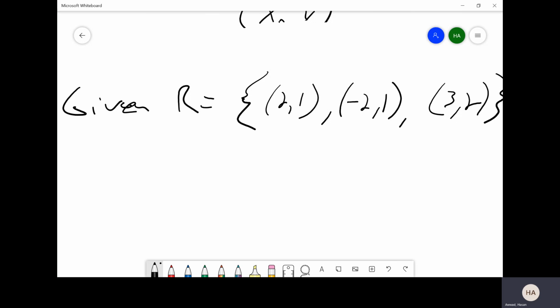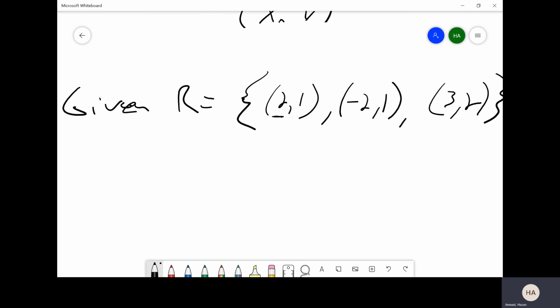So let's think about it. Domain, like we just talked about, the domain of a relation is just going to be all of your initial inputs, all of your inputs that are going into each ordered pair. When we think about inputs, that's generally your x's. So that's going to be this, this, and this.